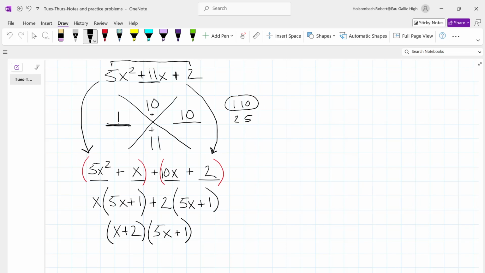Any questions on where these numbers are coming from or where they go? It's breaking down this factoring of a trinomial to the simplest possible way that it can be done.